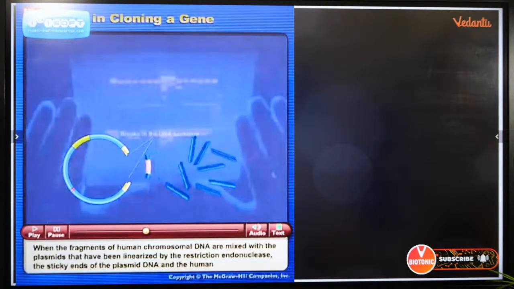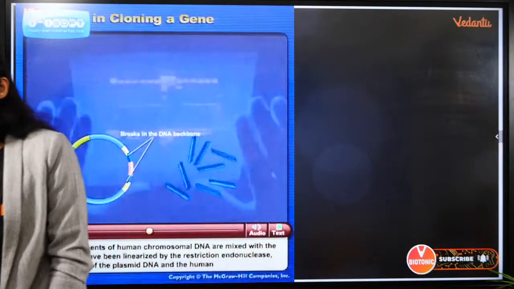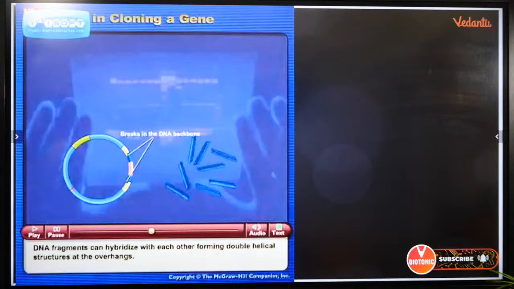When the fragments of human chromosomal DNA are mixed with the plasmids, only this will attach. Restriction endonuclease, the sticky ends of the plasmid DNA. Fragments can hybridize with each other, forming double helical structures at the overhangs.